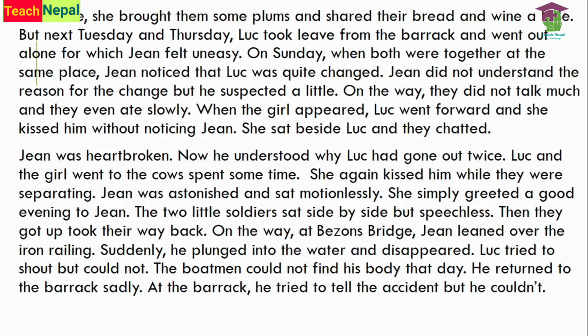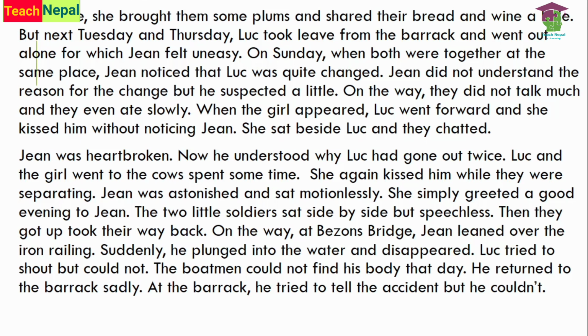On the way, they did not talk much and they even ate slowly. When the girl appeared, Luke went forward and she kissed him without noticing Jean. You see, they were kissing each other without noticing that. She sat beside Luke and they chatted. Right? So they were chatting to each other. Luke and that milkmaid were talking, they were just having somehow a romance over there. But Jean was noticing the scene there, and Jean was heartbroken. Now he understood why Luke had gone out twice from the barrack, right? Barrackबाट चाहिँ किन ऊ चाहिँ बाहिर आयो, दुईचोटि बिदा लिएर आयो भन्ने कुरा चाहिँ उसले बल्ल बुझ्यो.